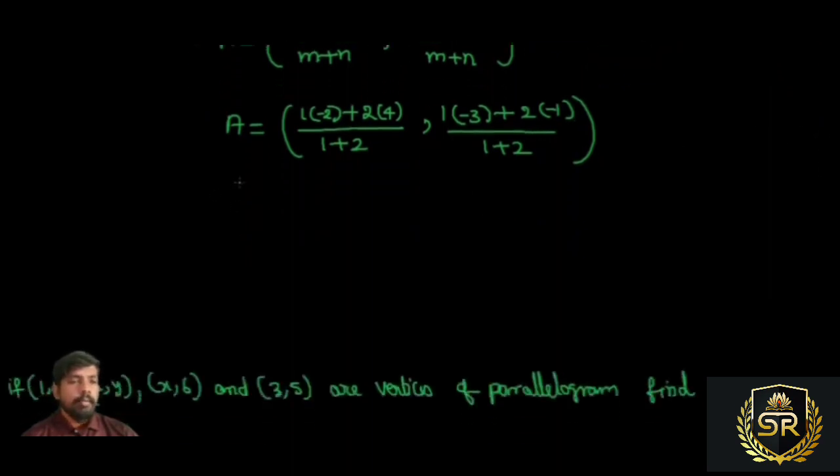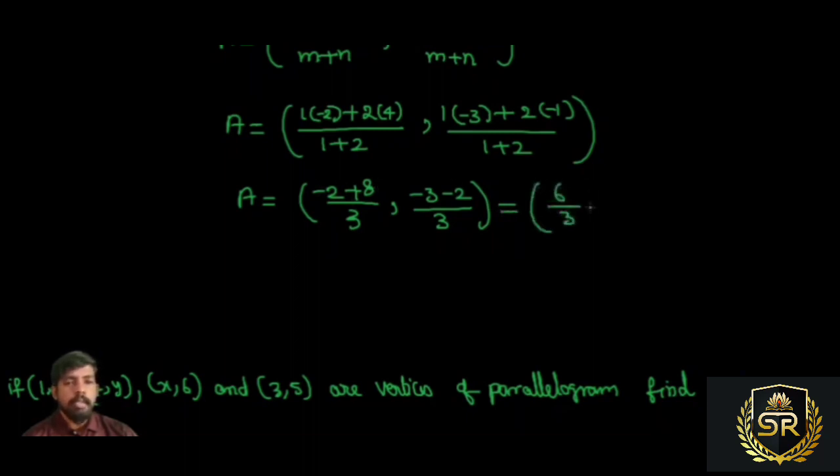So from here we can get A as (1 into -2, 2 4s are 8) by 2 plus 1 is 3, comma (-1 into 3 is -3, 2 into -2) by 1 plus 2 is 3. So the form is -2 plus 8 is +6 by 3, comma -2 -3 is -5, right? -5 by 3. So 3 2s are 6.